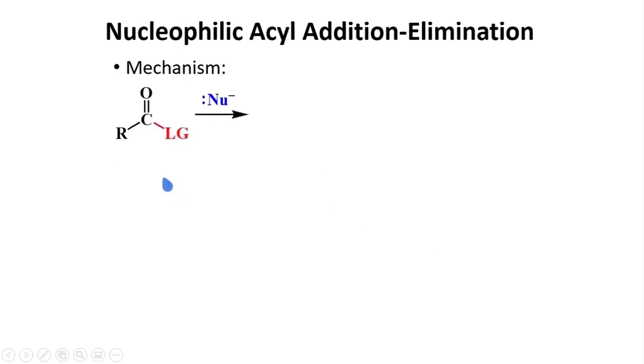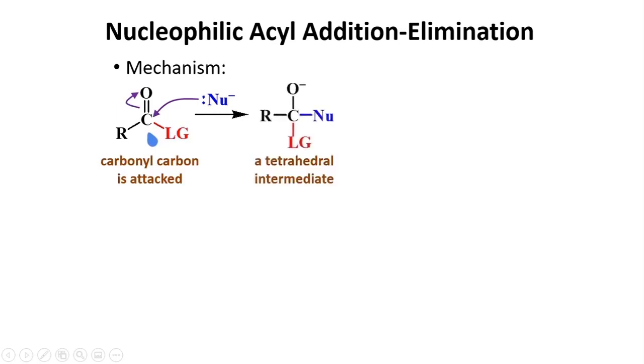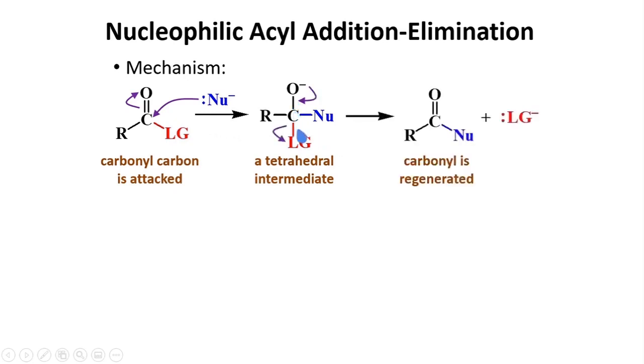The most common mechanism involving carboxylic acids and their derivatives is known as nucleophilic acyl addition-elimination reaction. This mechanism involves an initial attack of a nucleophile on the carbonyl carbon to form a tetrahedral intermediate. Next, your double bond is reformed and the bond to the leaving group is broken to form a new compound. This is essentially a substitution reaction.